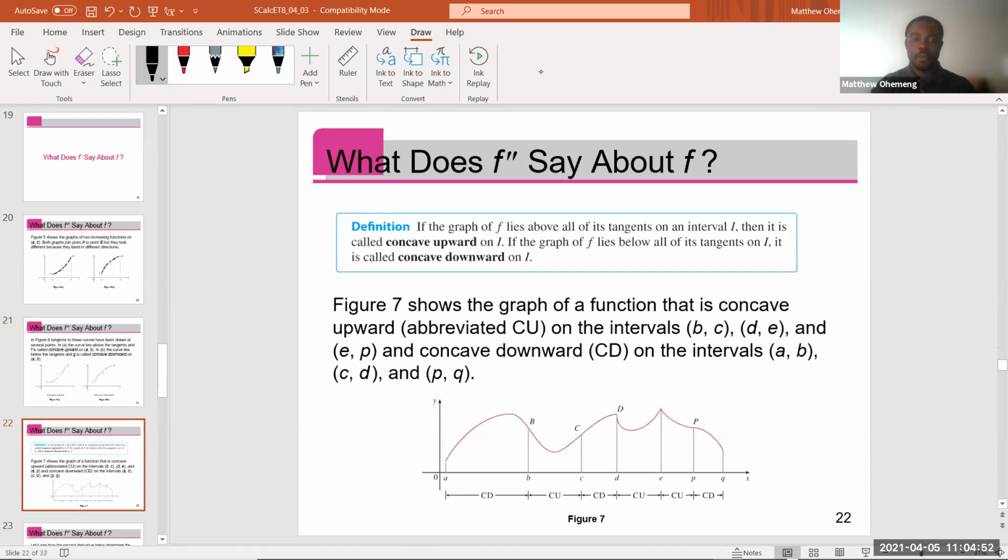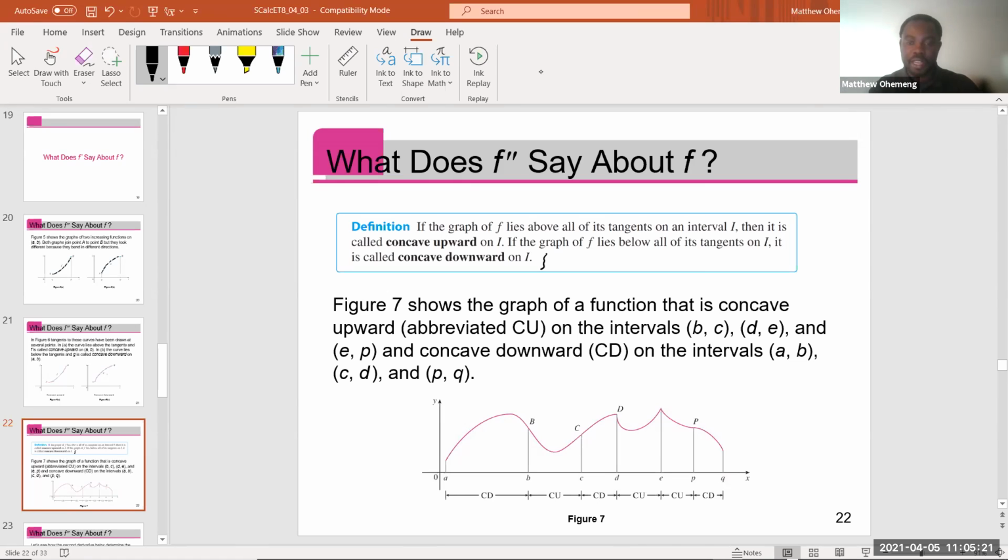Okay. So now, this one is just giving us the definition, right? If the graph of f always lies above all of its tangents on an interval, then we say that this one is concave upward on that interval. On the other hand, if the function lies below all of its tangents on an interval, then the function is called what? Concave downward on that interval, right? So as I always said, use this to figure out the intervals where it's concave upward or concave downward. Check the tangent lines, right? And then use it to figure it out.